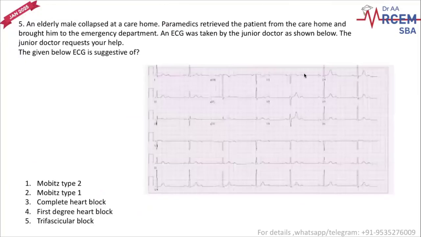An elderly male collapsed at a care home. Paramedics retrieved the patient from the care home and brought him to the emergency department. An ECG was taken by the junior doctor as shown below. The junior doctor requests your help. This much doesn't have anything related to the question they are asking. They're basically asking what the ECG below is suggestive of.